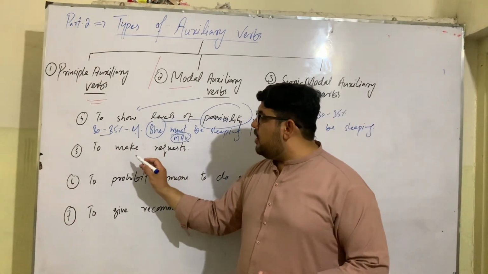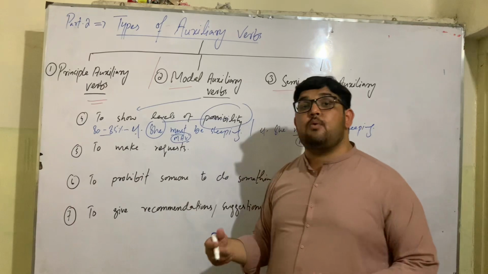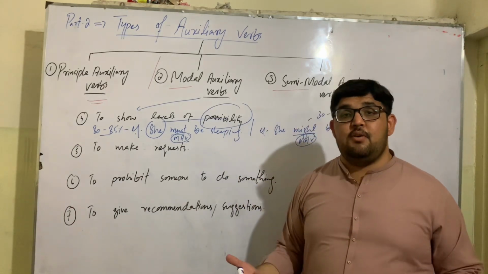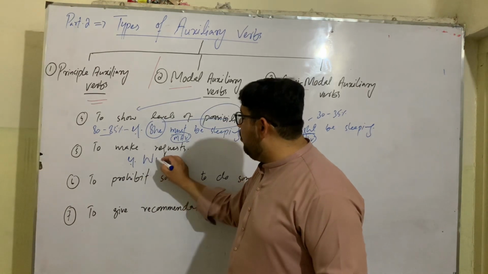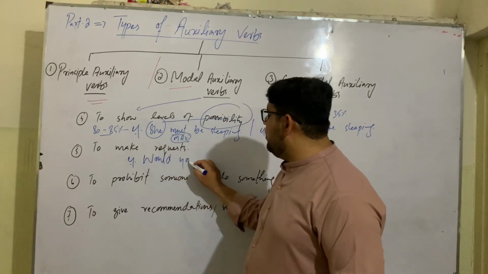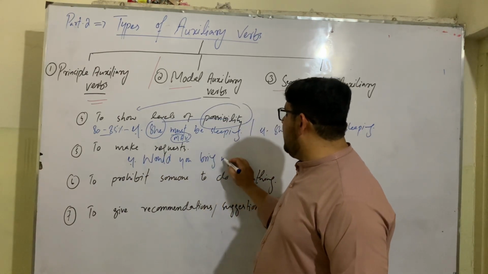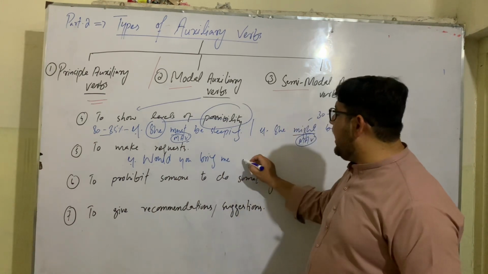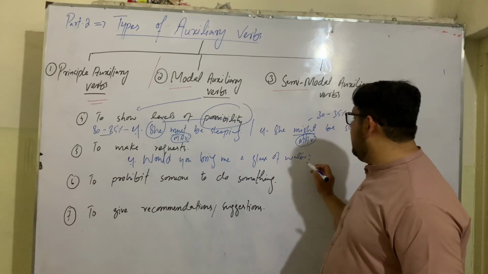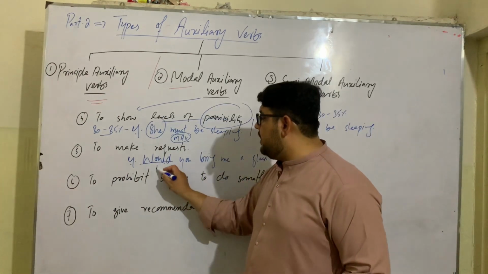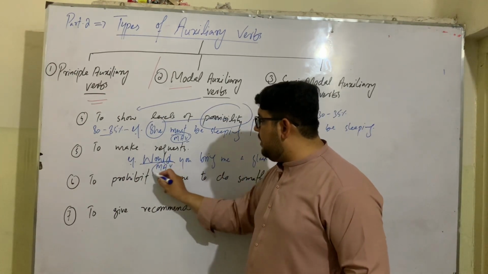So we can also use modal auxiliary verbs to make requests. The request can be a formal request and it can be an informal request. For example, would you bring me a glass of water? So here, would is a modal auxiliary verb and it is used to make a formal request.